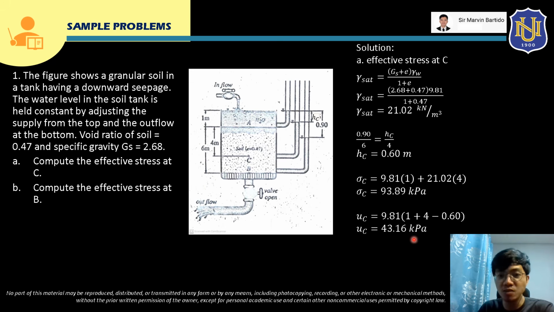For the effective stress at C, just subtract the pore water pressure from the total stress. That will be 93.89 minus 43.16. The effective stress at point C is 50.73 kilopascal. So, this is already the answer for letter A.